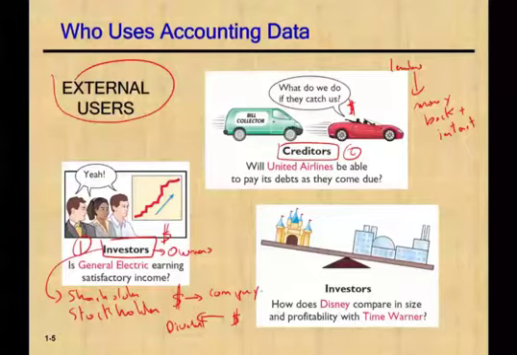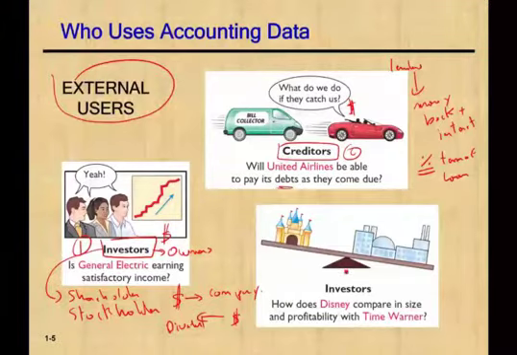And by knowing how well you are doing, they will determine how much interest rate they should charge you, what should be the term of the loan, and most importantly, they will decide if they should lend you money or not. Based on your accounting information, they will decide if they should take that risk, because they're not going to get their money back. So will United Airlines be able to pay off its debt as it becomes due? The lenders would look at the financial statements of United Airlines before they make that decision.